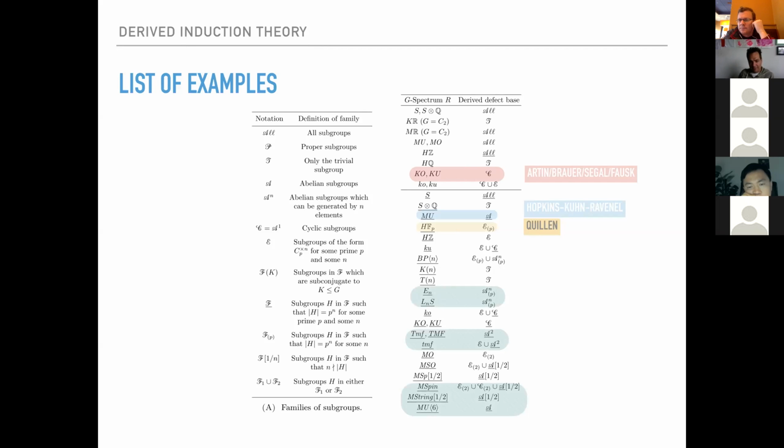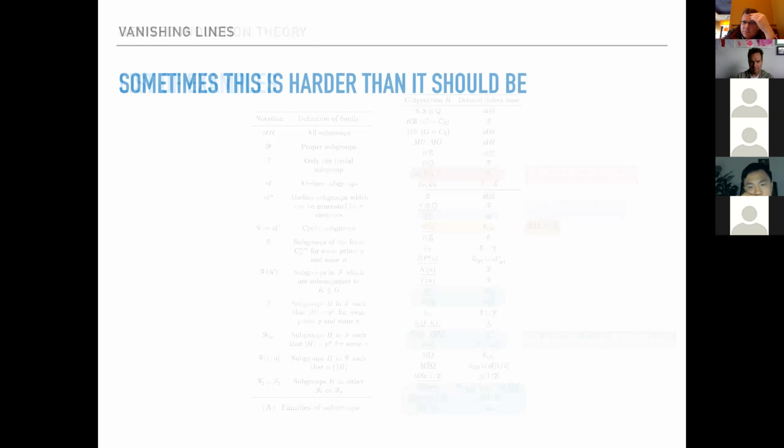Okay. Let that sink in. So you can actually calculate these whole limit spectral sequences. Sometimes it's a bit more work than you would like it to be, because calculating derived functors over these orbit categories requires a bit of work.